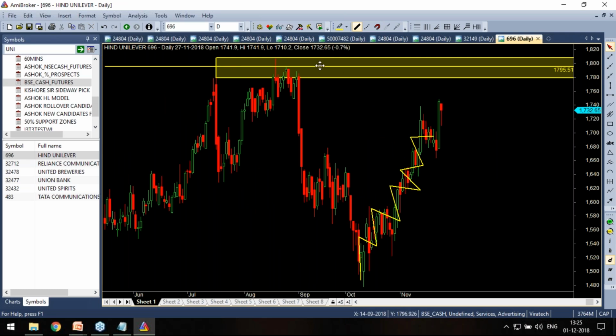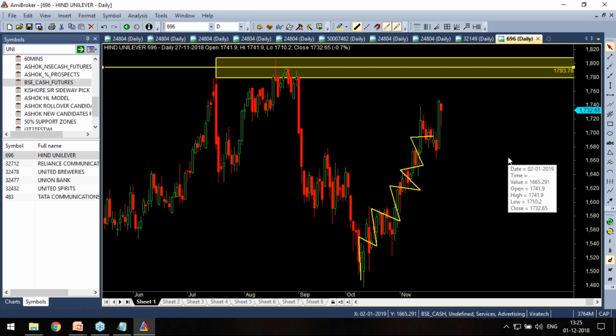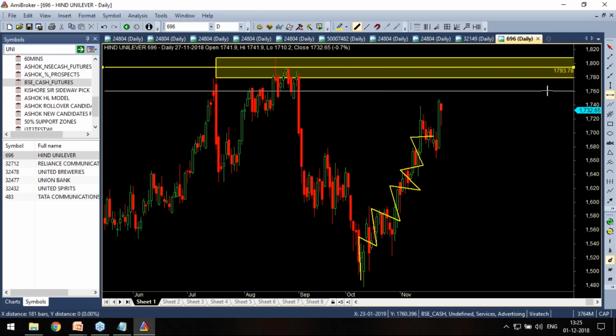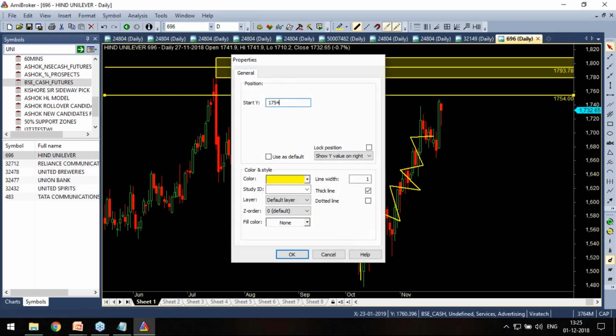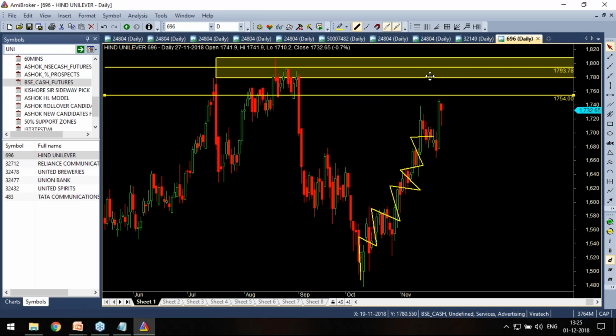Friends, I am sure this price will... this is a beautiful case to short. So the current price is 1754. Okay, so 1754 is here, 1754 price is there.